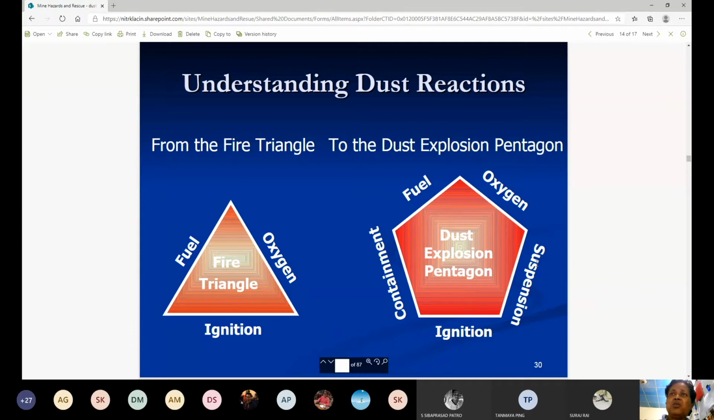One is that the dust should remain suspended. Suspended dust will create the problem of dust explosion in the mines. And there should be a containment, where the dust is contained in a container. If these five parameters are present, then dust explosion is going to take place. So the difference between the fire triangle and the dust explosion pentagon is explained here.